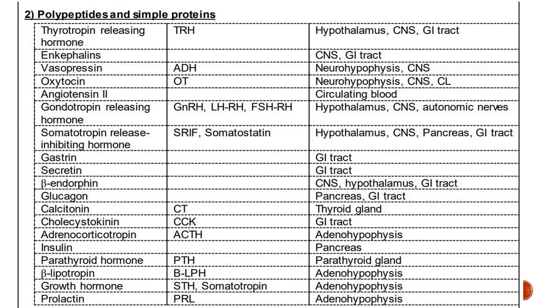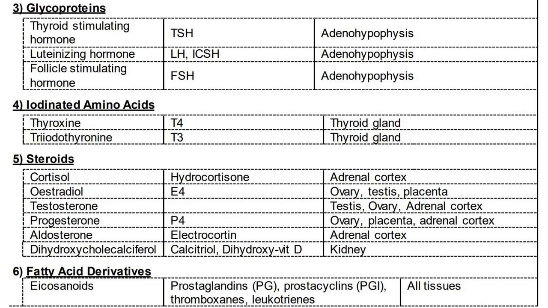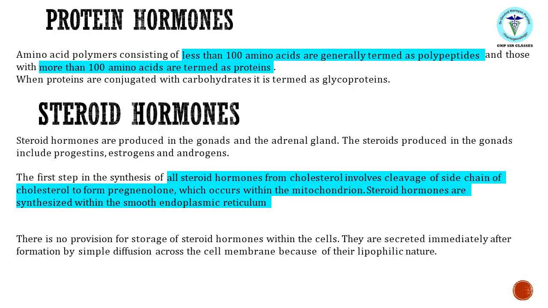These include hormones like thyrotropin-releasing hormone and insulin, which play crucial roles in regulating bodily functions. Glycoproteins and iodinated amino acids are also important hormone classes. Glycoproteins like TSH and FSH are essential for various endocrine functions, while iodinated amino acids like thyroxine are vital for thyroid function. Steroid hormones, such as cortisol and progesterone, are derived from cholesterol and play significant roles in metabolism and reproductive functions. Fatty acid derivatives like prostaglandins are involved in inflammation and other processes.